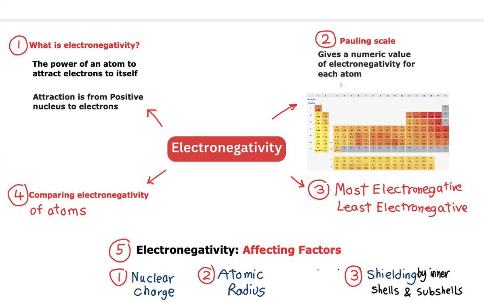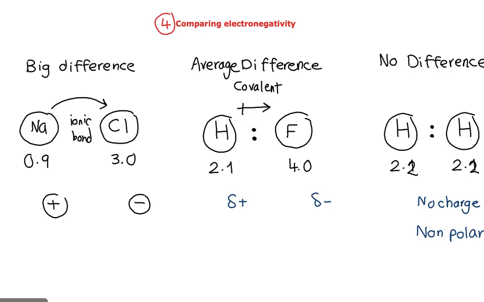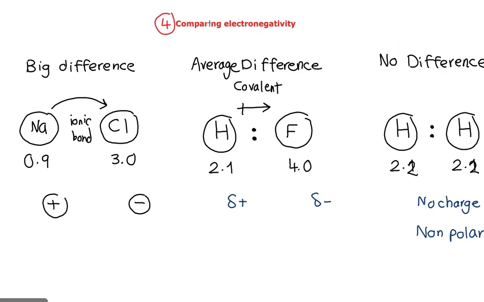Let's go back and see everything that we have learned. What's electronegativity? The ability, the power to pull. The Pauling scale: the values, you don't need to know them, but you need to know how you can compare two elements. The most electronegative is fluorine, and cesium is the least electronegative. Compare the electronegativity of different atoms, which one has bigger.